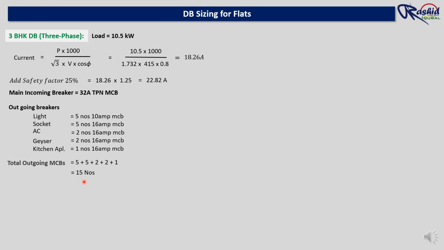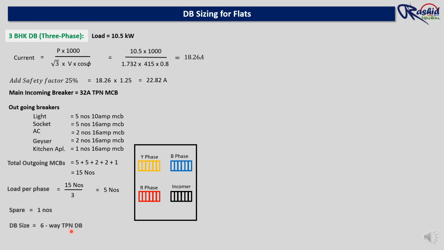Since we are using a 3-phase power supply, we require a 3-phase DB as well. So for a 3-phase DB, we need to distribute MCBs across each phase. So the load per phase equals 15 divided by 3 equals 5 numbers. We need 5 numbers of MCB in each phase. Let me keep 1 extra MCB for each phase, so it becomes 6 numbers. So here we can use a 6-way TPN DB. As you can see in this drawing I made for you, the DB looks like this.